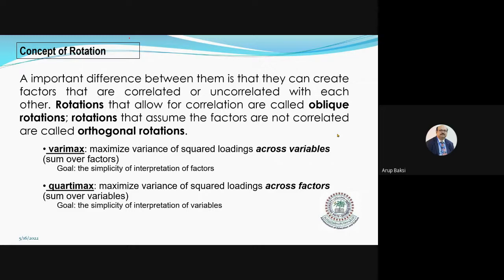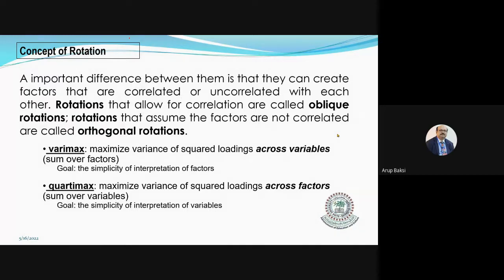But there is another one which is called the Quartimax. It's also a kind of an orthogonal rotation, which maximizes the variance of squared loadings across the factors, not across the variables. So it is the sum over variables. What is the goal of a Quartimax kind of a rotation? The simplicity of interpretation of the variables, not the factors.